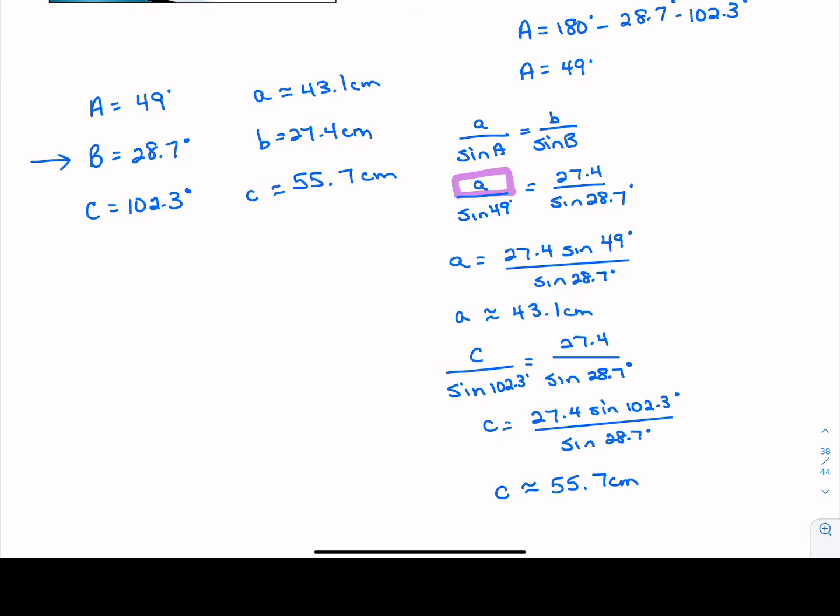Now that our chart is complete, we found all missing side lengths and all missing angles. We have completely solved this triangle. With example number 3, we now have a new set of given pieces of information. So we know that angle A measures 110 degrees. We know that side length A measures 15.2 centimeters. And we're also given side length B measuring 20 centimeters.